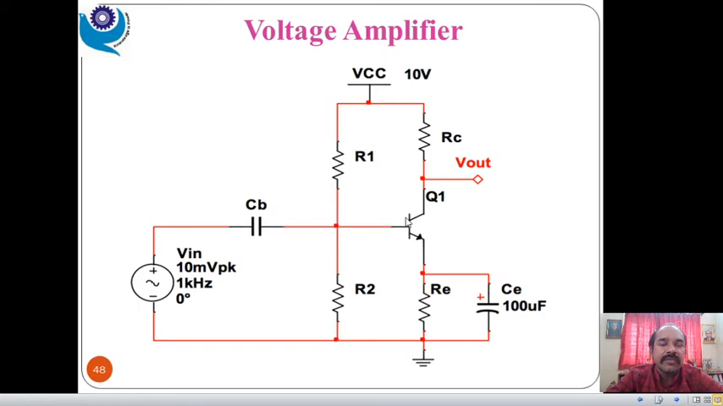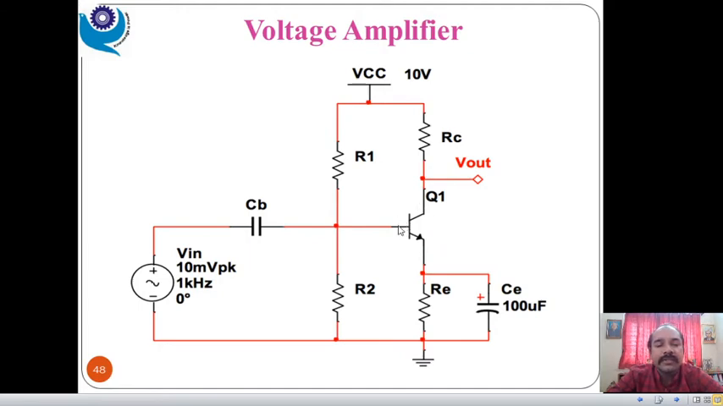Basically there are three modes of configuration: common emitter, common base, and common collector. We have used common emitter here because in common emitter the voltage gain and current gain are moderate, so overall power gain is high. In common collector, voltage gain is nearly equal to unity and current gain is very high, but overall power gain is average, or very low.